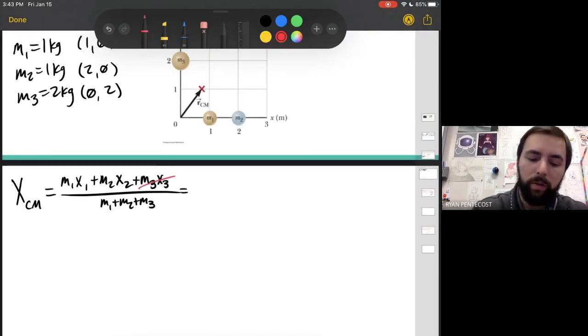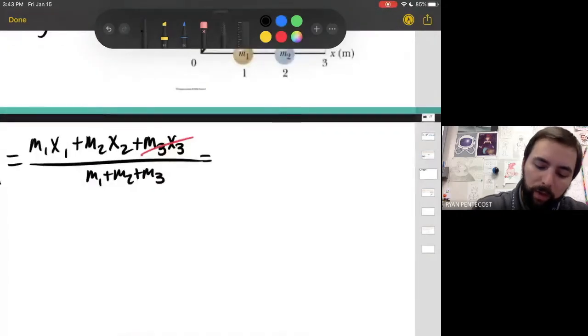It has no X position. So we can say that that goes out to 0. So you've got the mass of 1 times the X value, which is 1, plus the mass of 2 times the X value of 2, divided by 1 plus 1 plus 2.